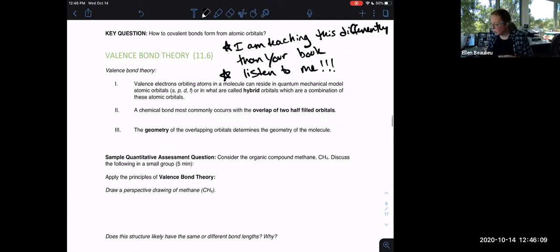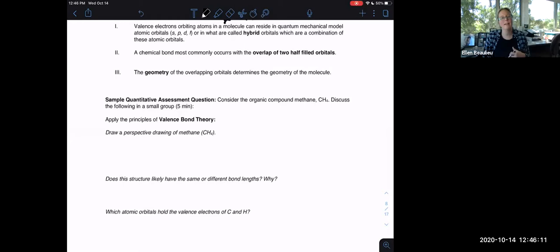Now, let's try, just at the outset, to use valence bond theory to understand methane. Just from what we know about methane right now, the perspective drawing of methane, I've drawn it once today, I'll draw it again. We call this shape a tetrahedral shape. Do you think this structure has the same or different bond lengths? Why do you feel that way?